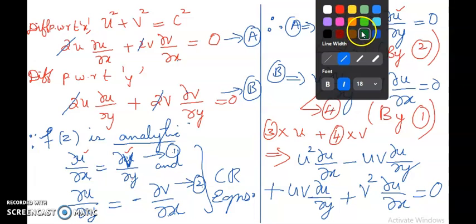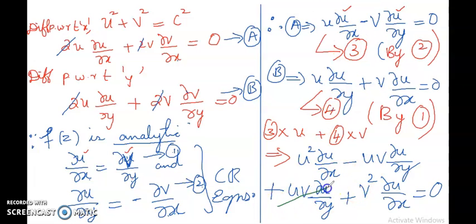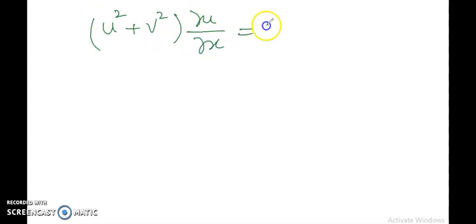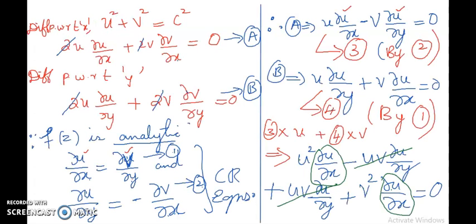So here we can eliminate the terms plus uv ∂u/∂y minus uv ∂u/∂y. So what remains? u² ∂u/∂x plus v² ∂u/∂x. Here ∂u/∂x can be taken as a common term. So what remains? u² plus v². So you can write (u² plus v²) ∂u/∂x is equal to 0.